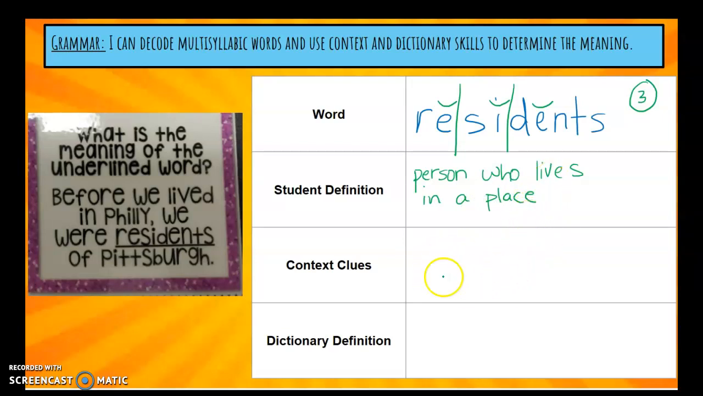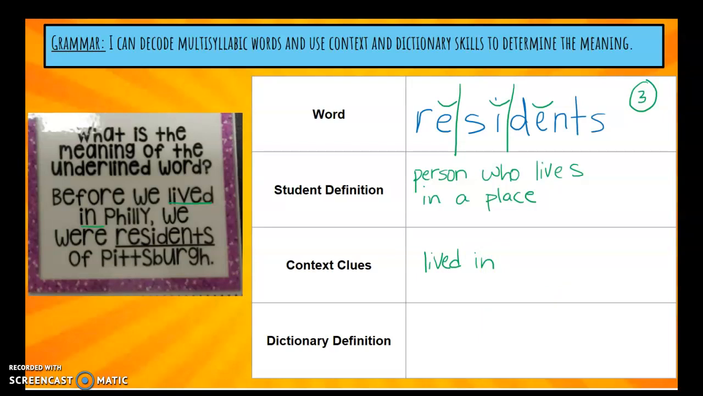And then my context clues, what I use to help me is right here, lived in Philly. And then they said it's resident of Pittsburgh. So remember with your context clues, look at the sentence before, look at the sentence after, look at everything around it to get an idea. So my context clues here were lived in. So now I'm going to go to the dictionary. Let me get it off the shelf. And we're going to look up that word.